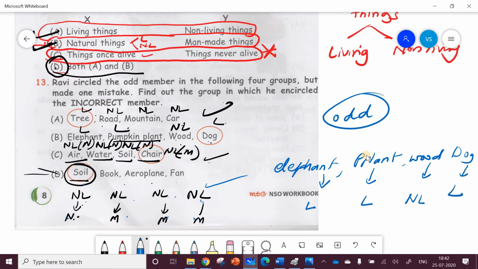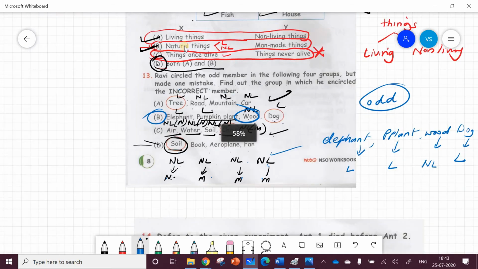So which one is the odd one out here? Wood. So actually Ravi should have marked wood, but he marked dog. That's why option B is your answer, because they are asking to find out the group in which he encircled the incorrect member. Understand? Let's go to the next solution.